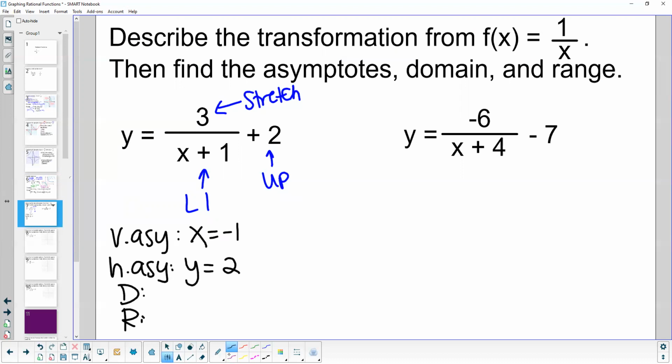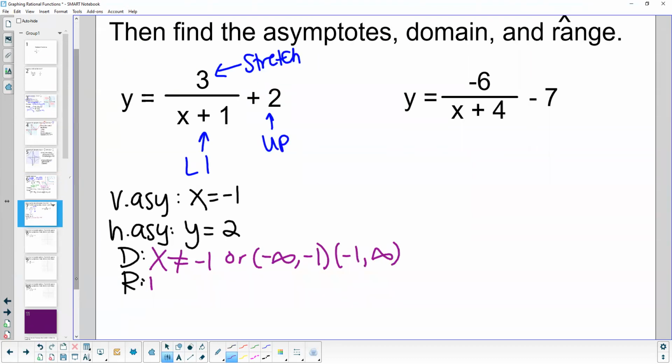Now to find our domain and range here, remember, we're going to do our x is anything but this. So we're going to see this x cannot be -1. Or you might see -infinity to -1 and -1 to infinity, because our domain relates to our vertical asymptote. Our range relates to our horizontal asymptote, so y is anything but 2. Or it goes from -infinity to 2 and from 2 to infinity, as you can kind of see there. So that's how that one shifts.